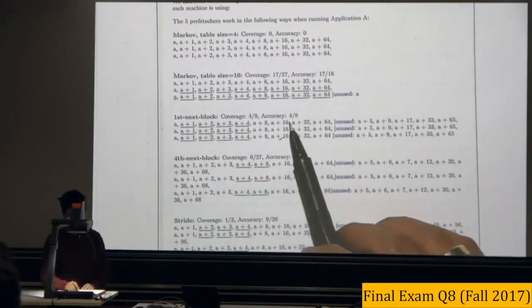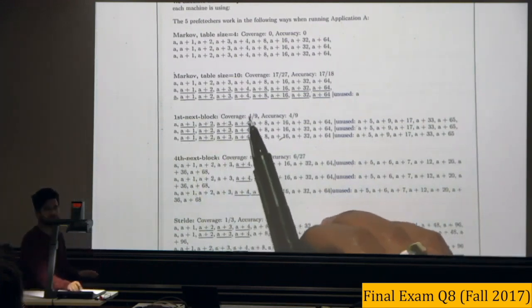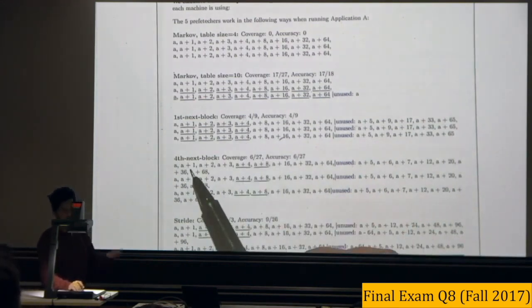Ideally we should measure accuracy based on how much you prefetched. But okay, in this case the coverage is 4 by 9. Is it clear? Right? Okay, so let's go to the fourth type of prefetcher. So that's the fourth next block. Okay, so fourth next block, again the same thing.